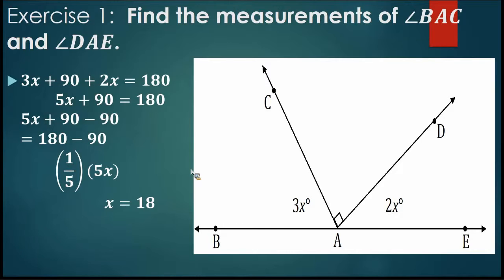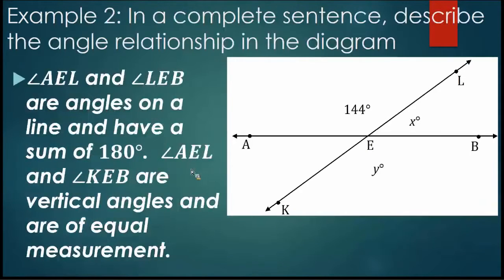Example 2. In a complete sentence, describe the angle relationship in the diagram. This one looks like an X, which means vertical angles. So opposite angles are equal. So AEL and LEB are angles on a line and have a sum of 180 degrees. AEL and KEB are vertical angles and are equal in measurement. So y is going to be equal to angle AEL. To find x, we use angles on a line. So 144 degrees plus x equals 180.